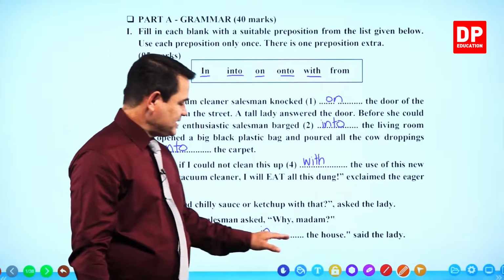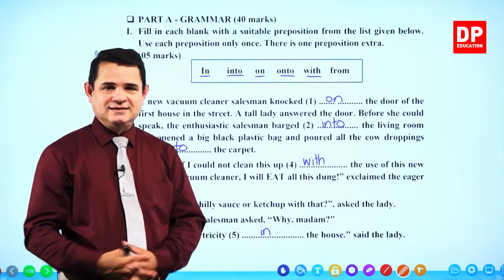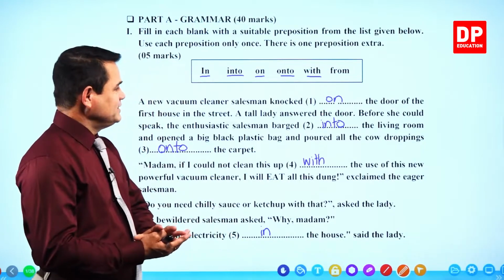There is no electricity in the house, said the lady. Now you see there's a meaning with these words.